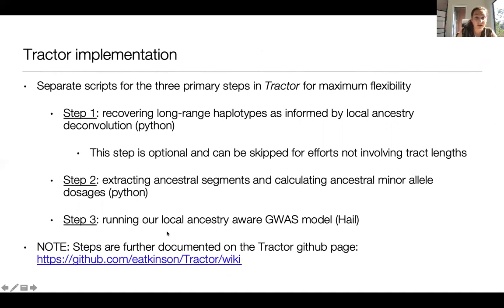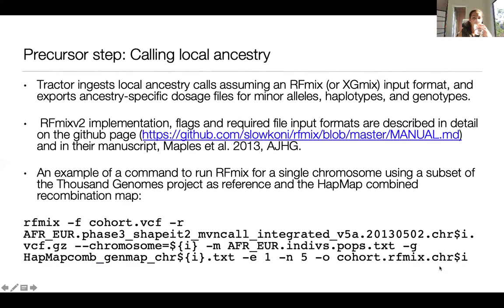There's a lot more documentation and description of these steps on our GitHub page, so please check out the wiki there for more information, as well as a Jupyter notebook to walk through the steps of the pipeline. So before running local ancestry aware GWAS, you need to call your local ancestry. We recommend the program RFMix for this, which is described in their paper, Maples et al. 2013, as well as their GitHub repo, which I'm linking to here.